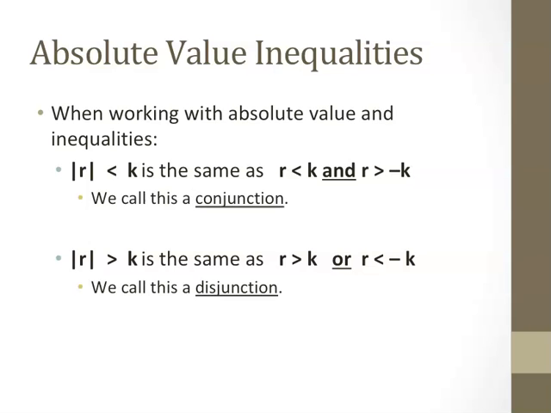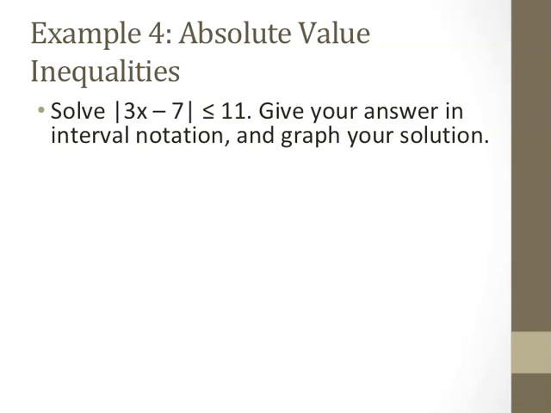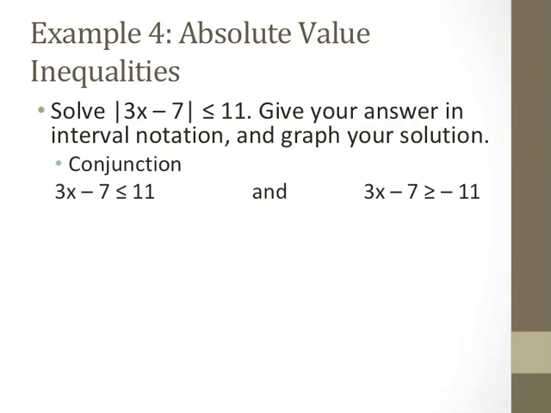So take a look at example 4. We have 3x minus 7 within the absolute value is less than or equal to 11. Give your answer in interval notation and graph your solution. Now, because I see that we have an absolute value that's less than or equal to a number, we know that this is going to be a conjunction. That means I can write two separate inequalities and write an AND statement in between.